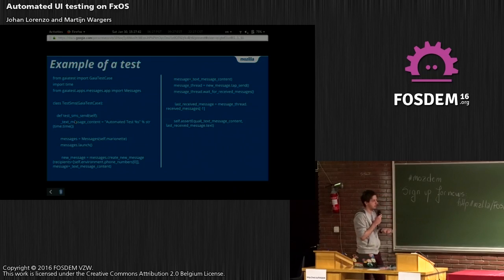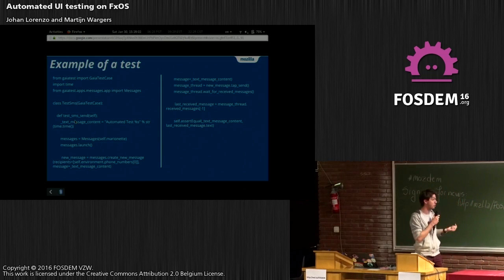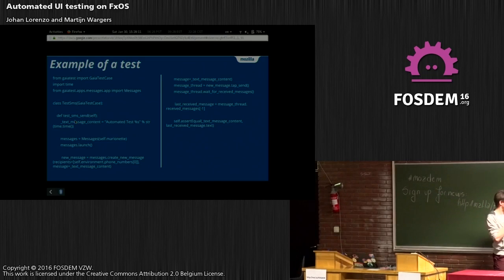So, for example, the SMS we just sent is currently this code. You can see it on GitHub, it's exactly the same code. As we said, we have this class called Gaia test case. This is a part of the Gaia test that Martijn presented just before, and it does all the setup on the device. Then we launch the app. This should have been in the setup, by the way. We create a new message, and we retrieve the phone number from the device here. We send a text message.